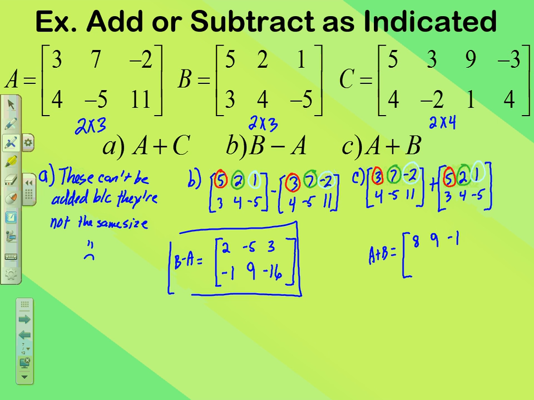So now let's speed things up just a little bit again. Let's find the corresponding parts of the bottom rows. Well, the 4 and the 3, those correspond. So 4 plus 3 gives me a 7 here. -5 plus the 4 of the second matrix. Well, -5 plus 4, that's a -1. And then the last element in the matrix, 11 plus a -5, that's going to give me a +6.